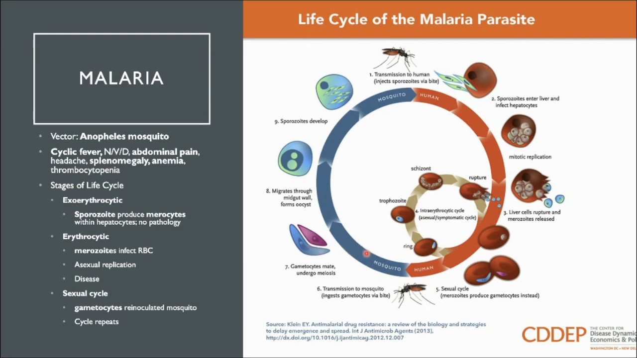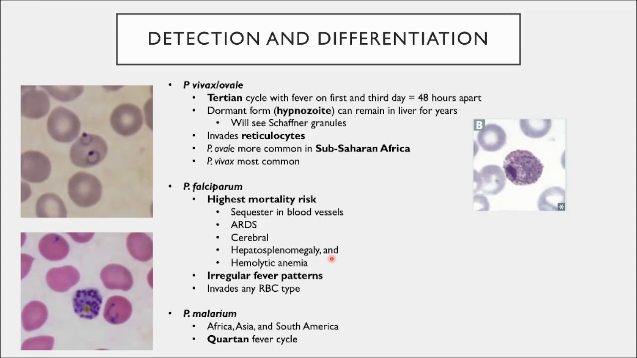And then finally, once another mosquito comes to do a blood meal, it'll pick up the male and female gametocytes, which then infect the mosquito, re-replicate, form new trophozoites, and the whole process continues. As far as the different types of malaria, this is where most of the questions are going to come from. Really, it's going to be distinguishing vivax and ovale from falciparum.